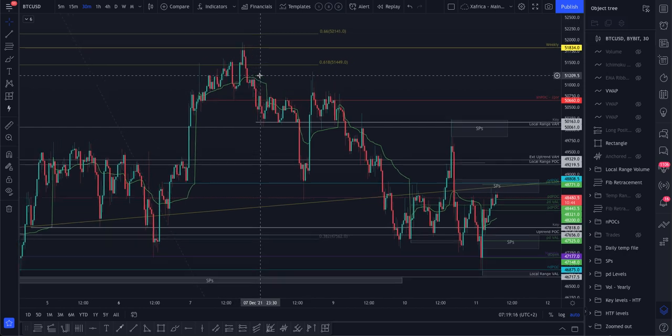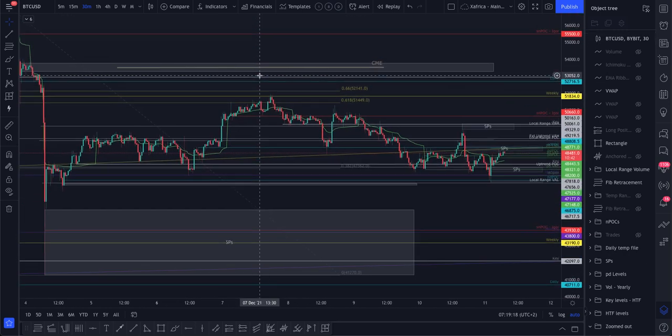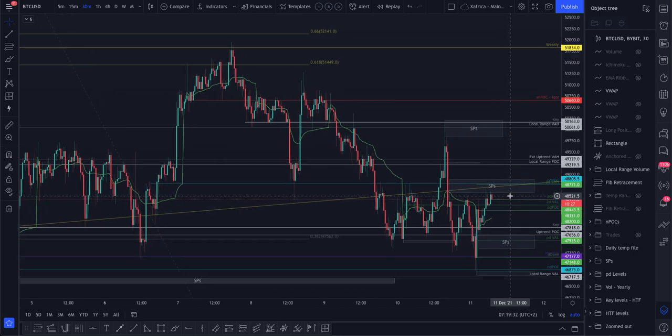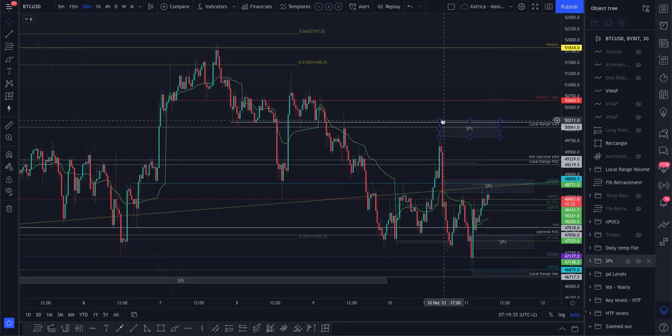It's a bit busy, but let me just show you, this is that 618 line, and how really respected that line has been. Look there, turned support, then resistance, then support. This morning it touched it to the absolute dollar. It's so accurate. Okay, so it's really important to keep these levels on your chart.